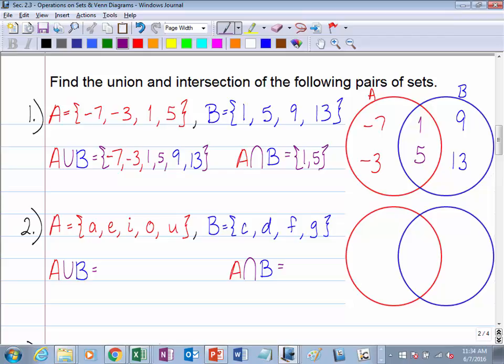All right, so number 2, set A contains A, E, I, O, U, set B contains C, D, F, G. So what elements do they have in common? None. So the intersection is the empty set. So on your Venn diagram, you would just put all the elements of A over here and all the elements of B over here.